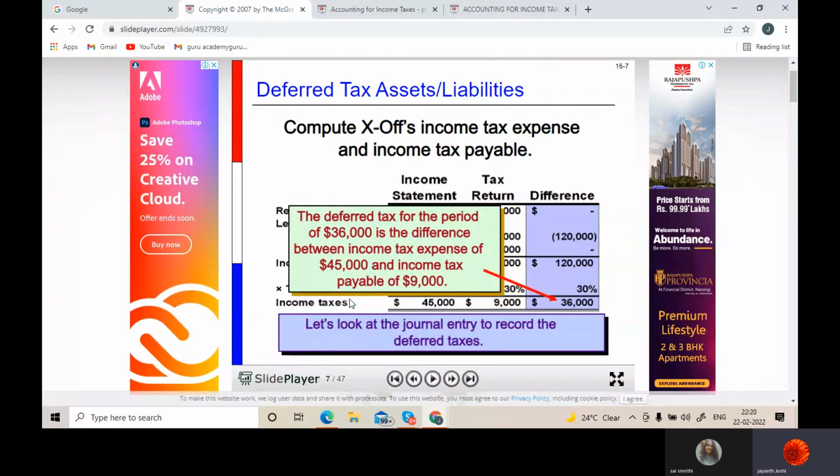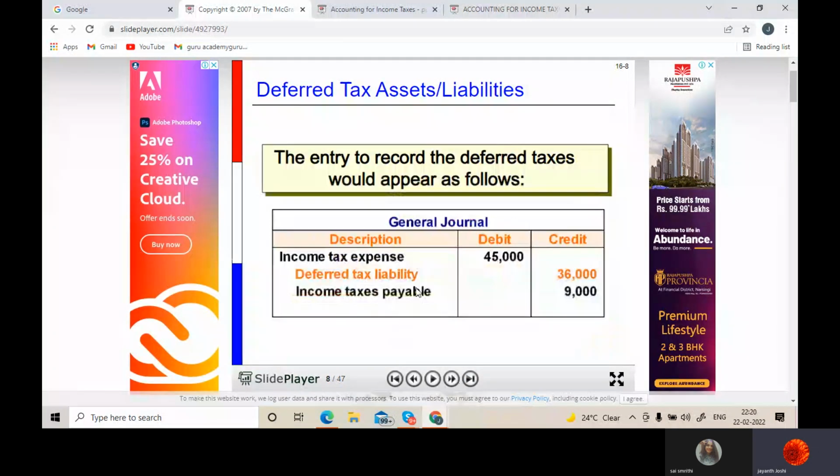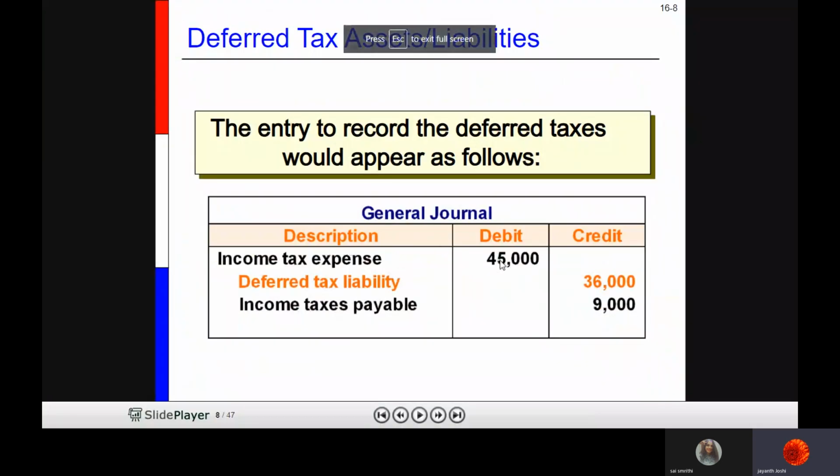So you can see this. The deferred tax for the period of 36,000 is the difference between income tax expense of 45,000 and income tax payable of 9,000. This is a deferred tax liability because you paid less, you were supposed to pay this much more. So the journal entry: your income tax expense is 45,000, debit all expenses. Your liability is 9,000, which is the current year liability because income tax payable is a current year liability. And this is your future liability, deferred tax liability, 36,000. And this is a current liability. This is a non-current liability because you will be paying in the future.